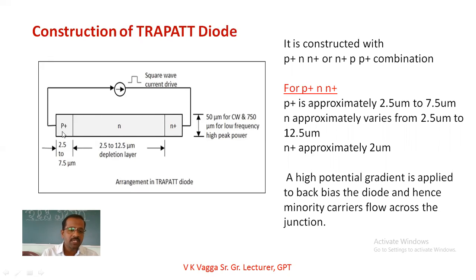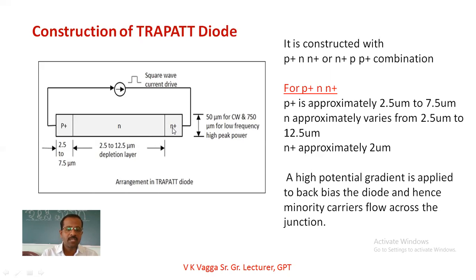In the diagram you can see it is implemented with the p plus n plus, and in this case this p plus is approximately 2.5 to 7.5 micrometer in width. And if you take this n region, it is 2.5 to 12.5 micrometer. This is acting as the depletion layer, and it is the layer that is going to enter into the plasma state. And it is to be followed by the n plus region, approximately 2 micrometer here.